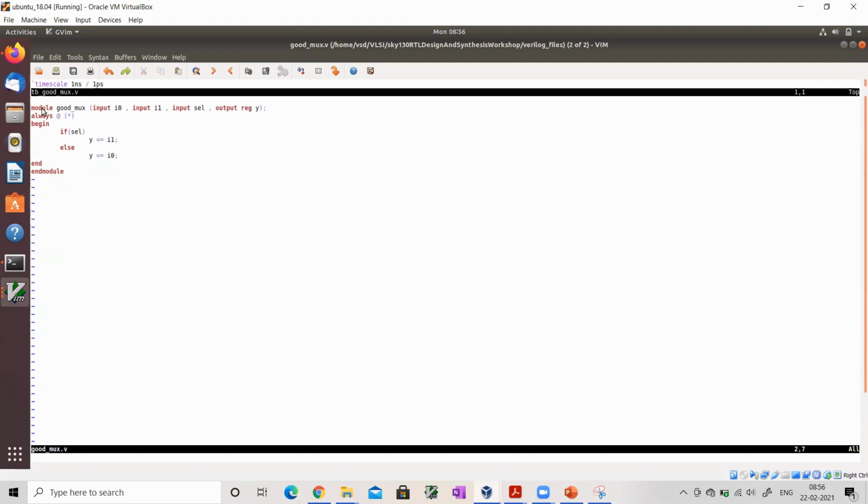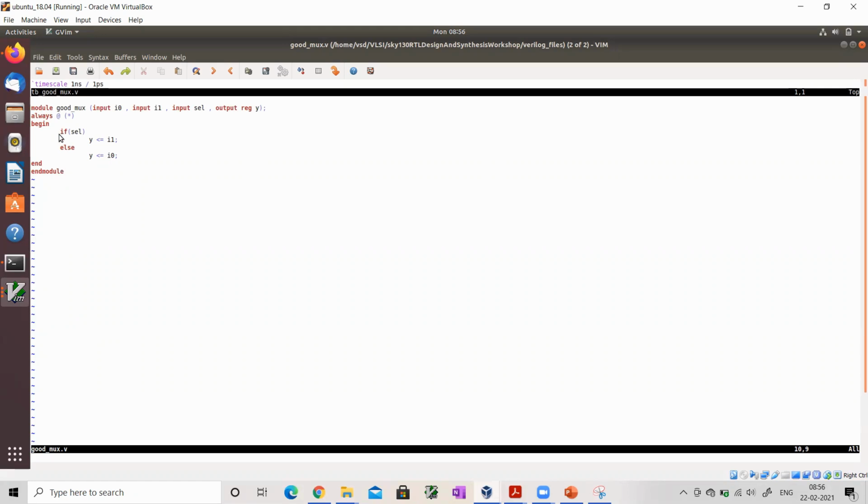This is my design module GoodMux. I have the input I0, I1, select, and the output Y. And this may not be the only way to write a mux. This is just an illustrative example. There are multiple ways of coding a mux in Verilog.